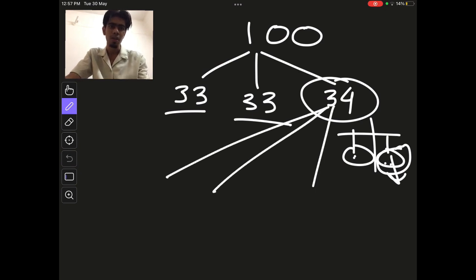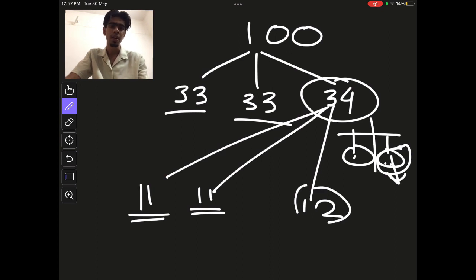So 34, we once again divide it in 11, 11 and 12. Again we do the same thing, we weigh 11 and 11. If they are equal, it's in 12, the odd one, and if they are unequal, whichever one weighs more, the marble is in that 11 set, right? So now we'll be going ahead with the 12 one.